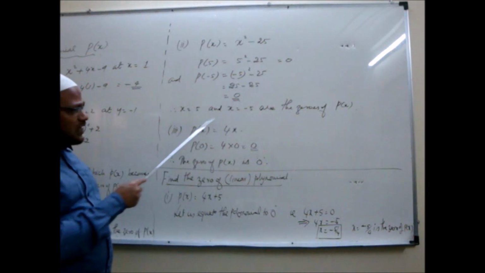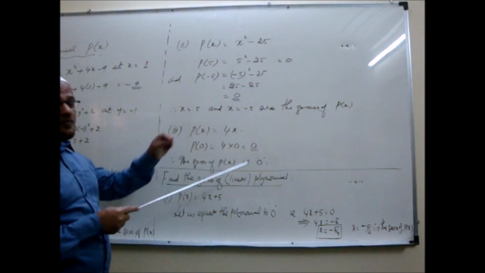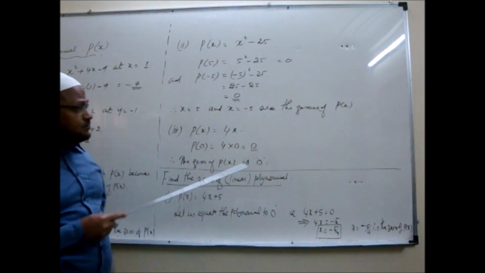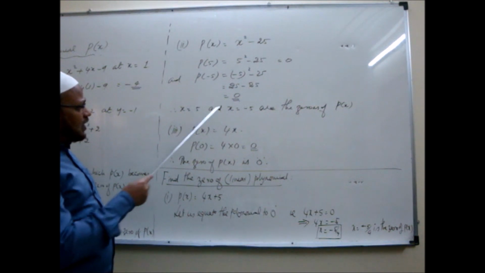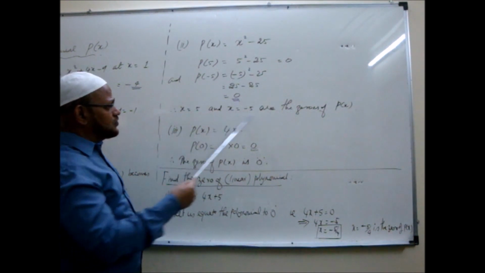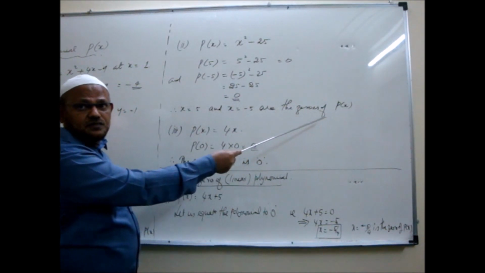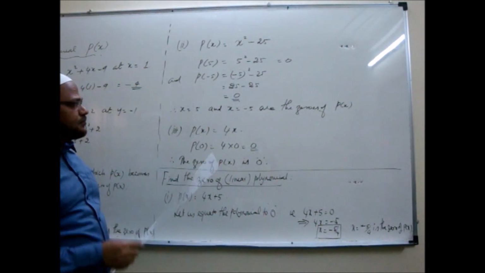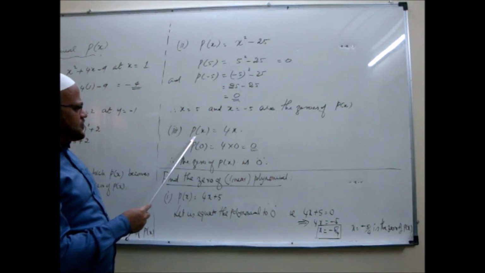So there are two values of x at which the polynomial's value vanishes. X is equal to 5 and x is equal to minus 5. So I get two zeros for this. There are two zeros for this polynomial p of x. Right?